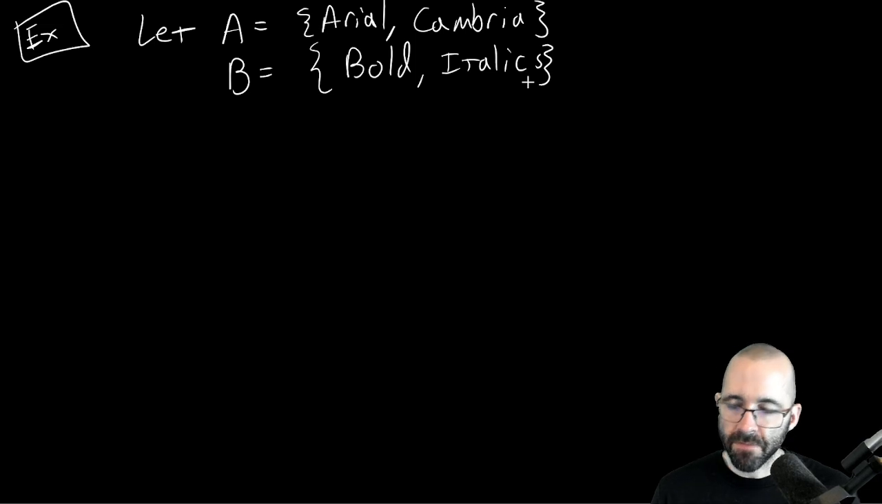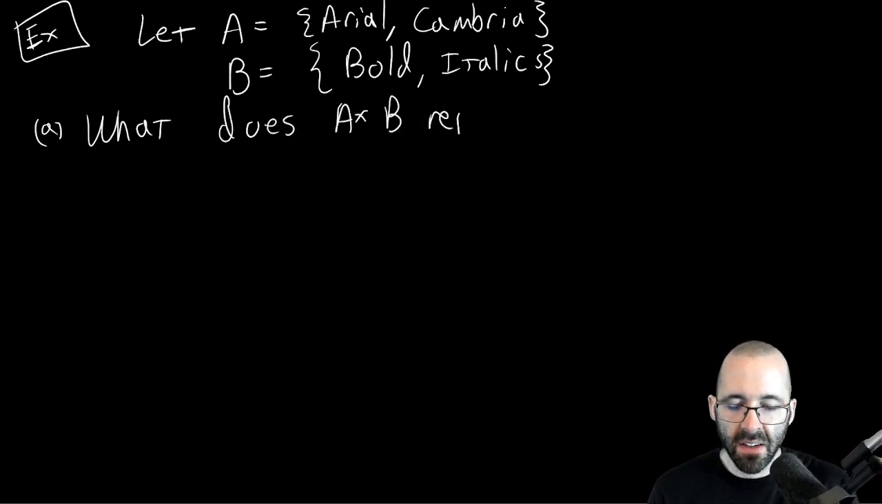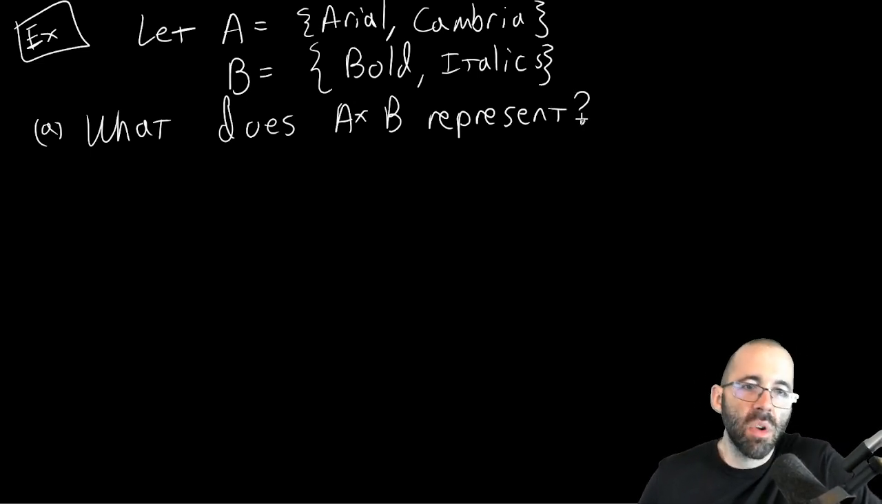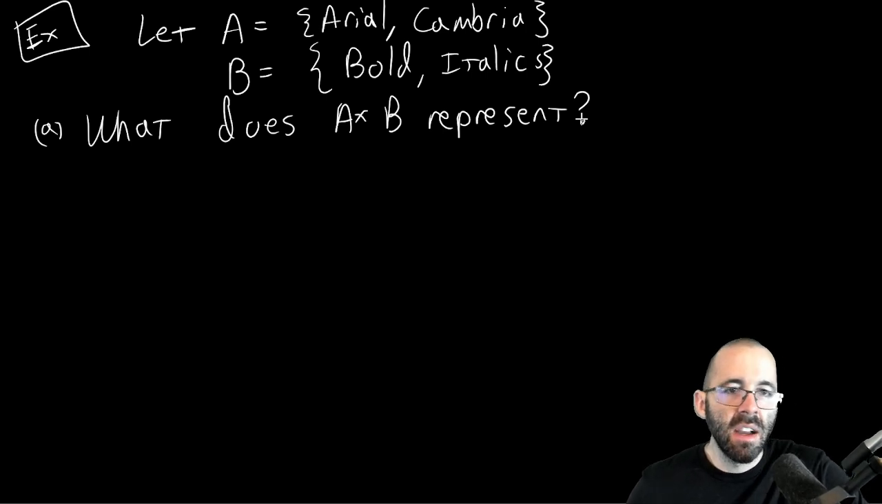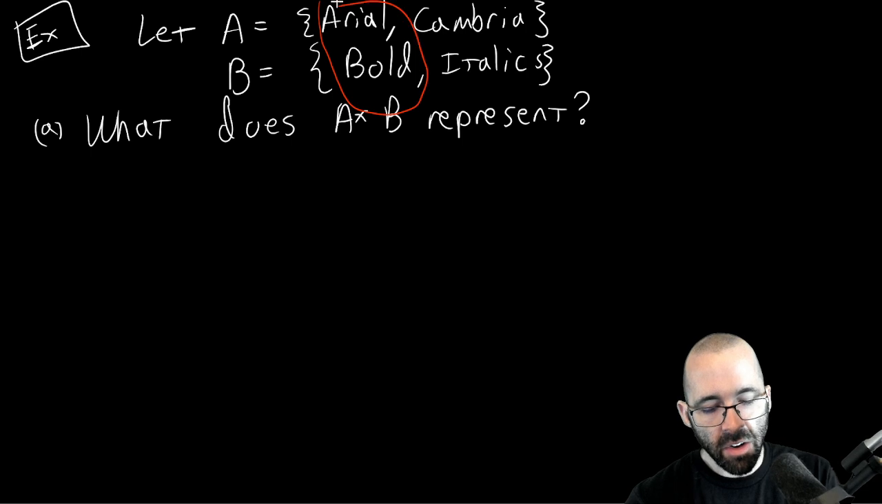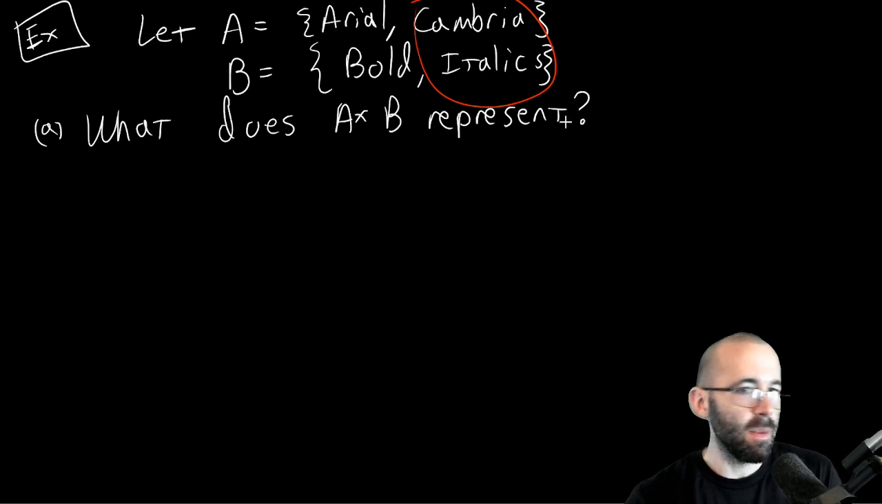And the question is, or 2 questions. Let's say this is part A. What does A cross B represent? So don't just give me A cross B. We can take the Cartesian product, you just do all the pairs. And it might be helpful to do that to answer the question, right? We'll have Arial in bold, we'll have Arial in italic. We'll have Cambria in bold and Cambria in italic. That's going to be their Cartesian product.